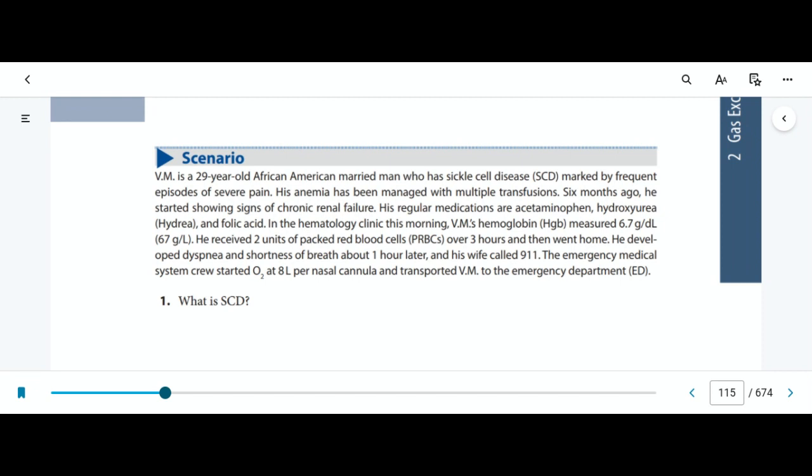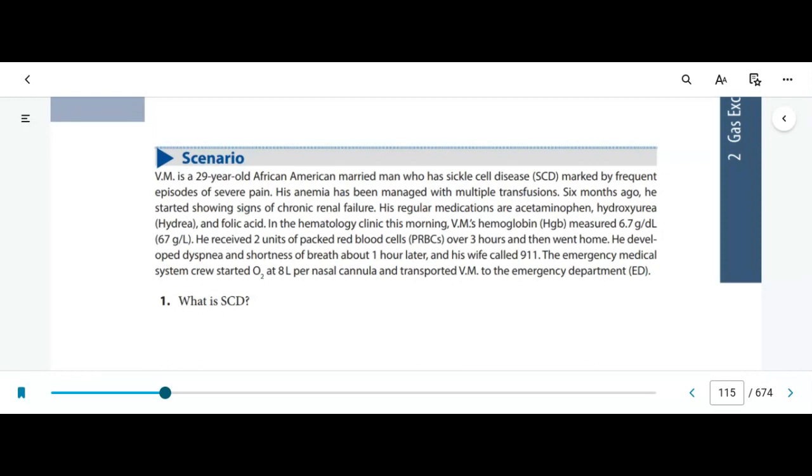Yes, that is a problem. Can we give 8 liters per nasal cannula? No, that's too much. Please don't do that ever. If you're ever in my sim class, I'll fire you if you try to put 8 liters on a nasal cannula. Not really fire you, but I will shake my head.